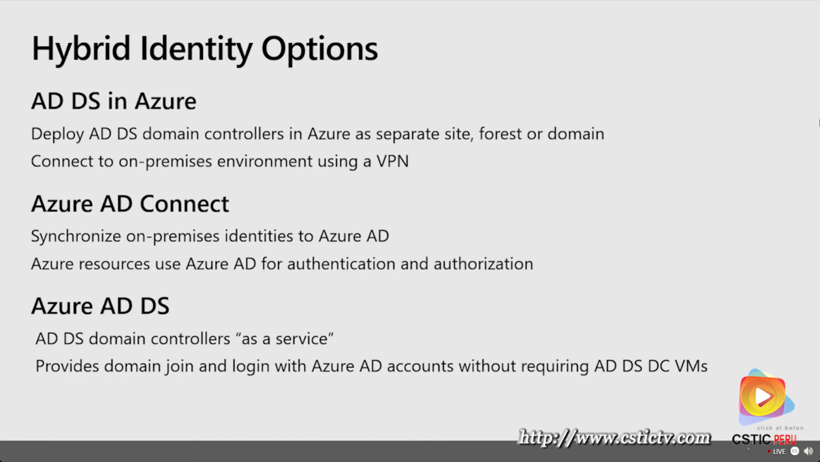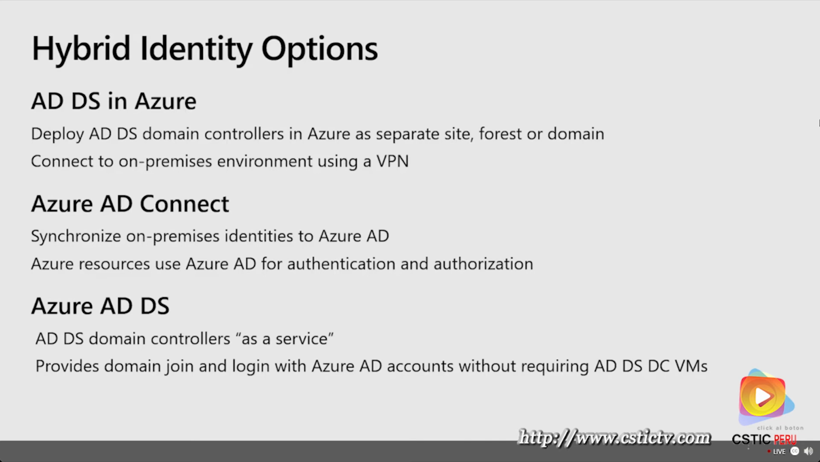We could also use Azure AD Connect. So with Azure AD Connect, we can synchronize those identities from our on-premises Active Directory into Azure Active Directory. And then the resources we've got inside Azure will use Azure Active Directory to authenticate and authorize those user credentials. It means that the login process happens and the Azure resource doesn't have to try and communicate back to a domain controller on-prem to do that authentication and authorization.